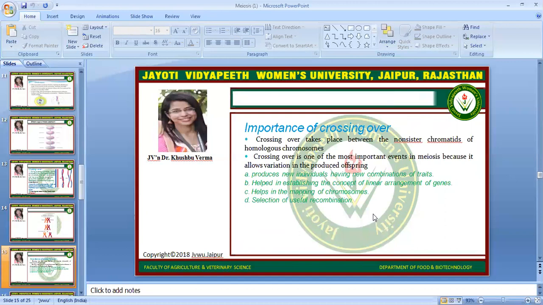What is the importance of crossing over? Crossing over takes place between the non-sister chromatids of homologous chromosomes. It is one of the most important events in meiosis because it allows variation in the produced offspring, produces new individuals having new combinations of traits, helps in establishing the concept of linear arrangement of genes, helps in mapping of chromosomes, and in selection of useful recombinations.